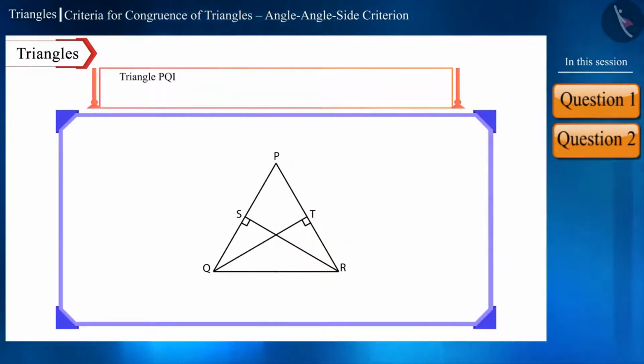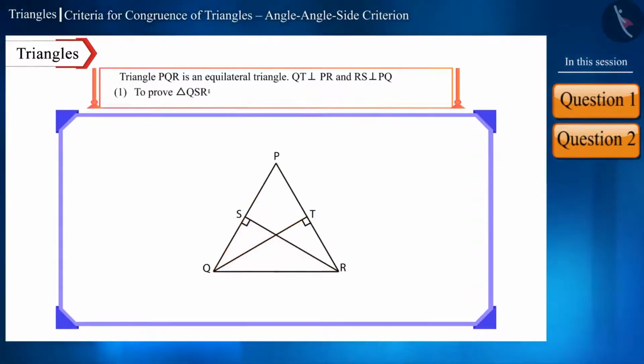Let's move on to the next question. In the given figure, triangle PQR is an equilateral triangle. QT and RS are perpendiculars to side PR and side PQ respectively. Show that triangle QSR and triangle RTQ are congruent, and state the relationship between sides QS and RT.